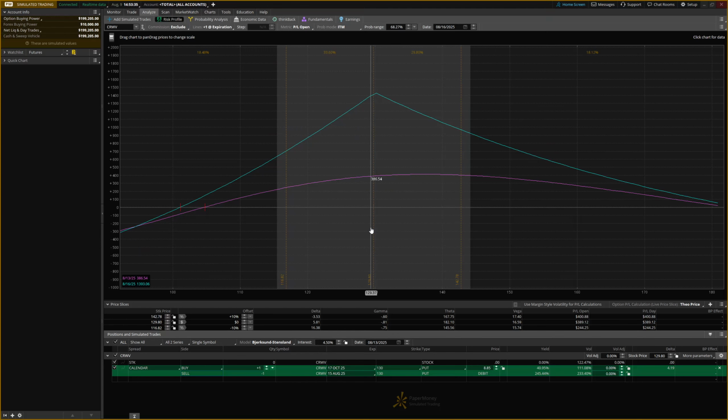So yeah, and watch your assignment risk. If you're deep in the money and expiry is coming, and you can't afford to get assigned, maybe just close the trade. All right. So if you have any questions, put them in the comments, and yeah, I could talk more in depth about how to manage this, but I think this is good enough.